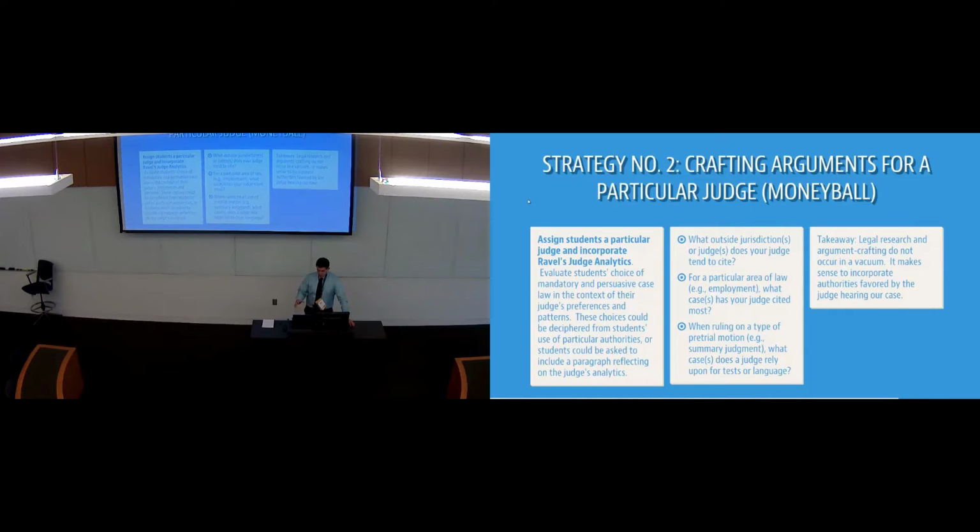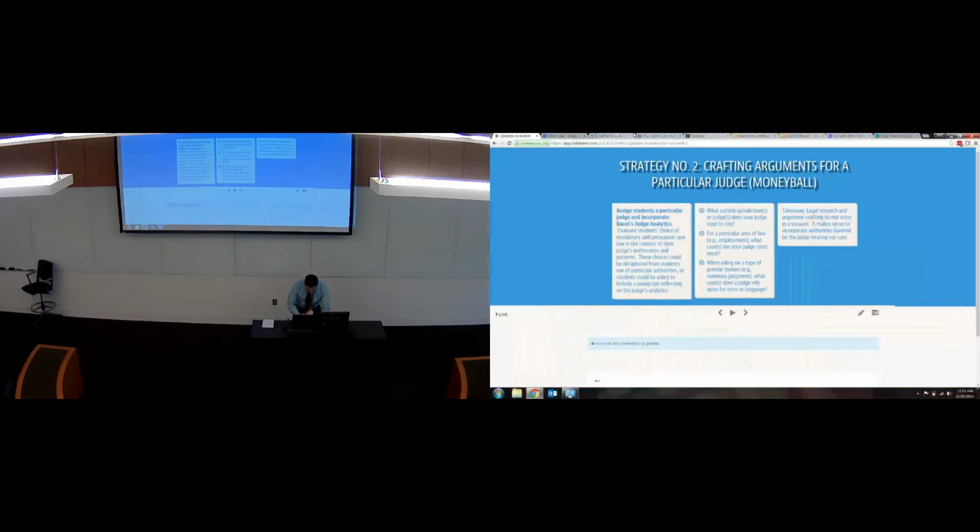Now, something I really am excited to try, though, is using the Ravel Judge Analytics to bring a Moneyball component to legal research examples. So we'll go through an example, but I think whether it's incorporating this idea when you're grading their memos or briefs, or maybe discussing it in class or having them write up a paragraph about it. You can actually see for particular judges, outside of their jurisdiction, what persuasive jurisdictions do they rely upon the most, or what judges do they rely upon the most. I'll give you an example here. So let's go.